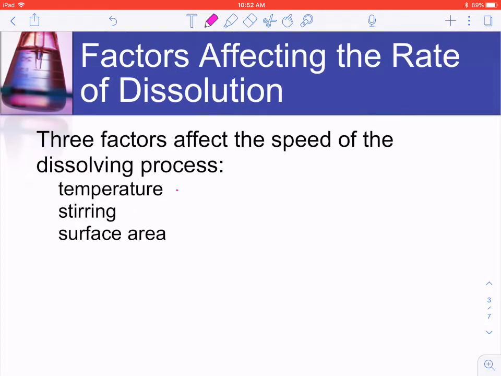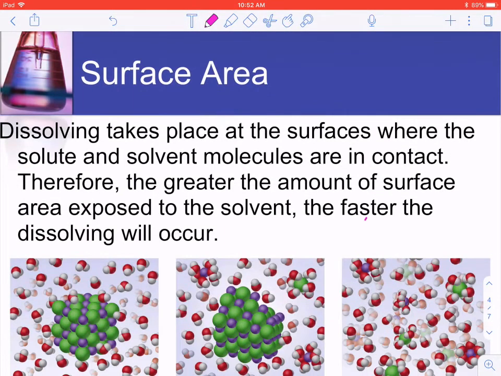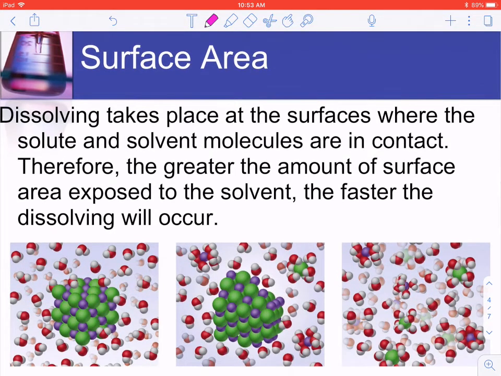So we're going to talk about that temperature factor, but it turns out that stirring also increases the speed of dissolving as well as surface area. So surface area, what do we mean? If we could take, let's say, a cube of sugar and put it into a mixture that looks like this, it's going to take a lot of time for all of these water molecules to collide with that cube of sugar and gradually break off the little piece of sugar. This picture is actually of table salt, but let's pretend it's sugar. And it's going to take a while for all of those individual sugar molecules to break up.